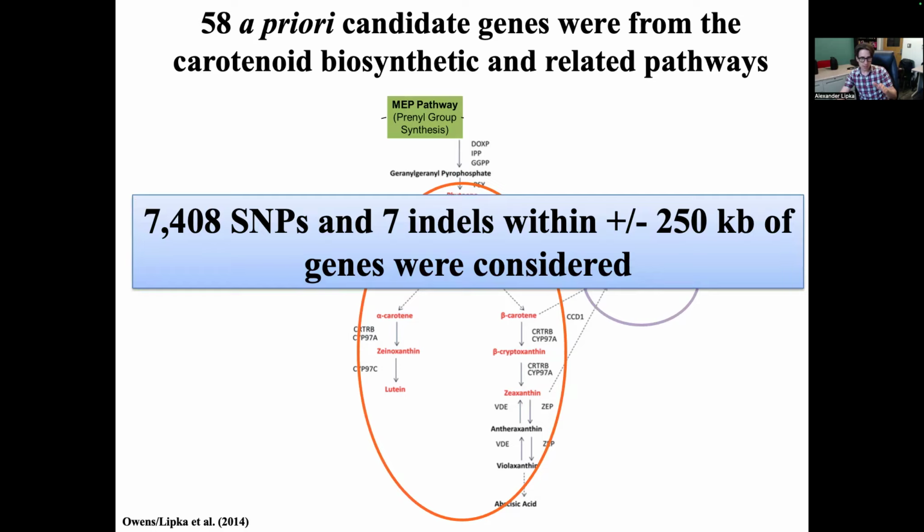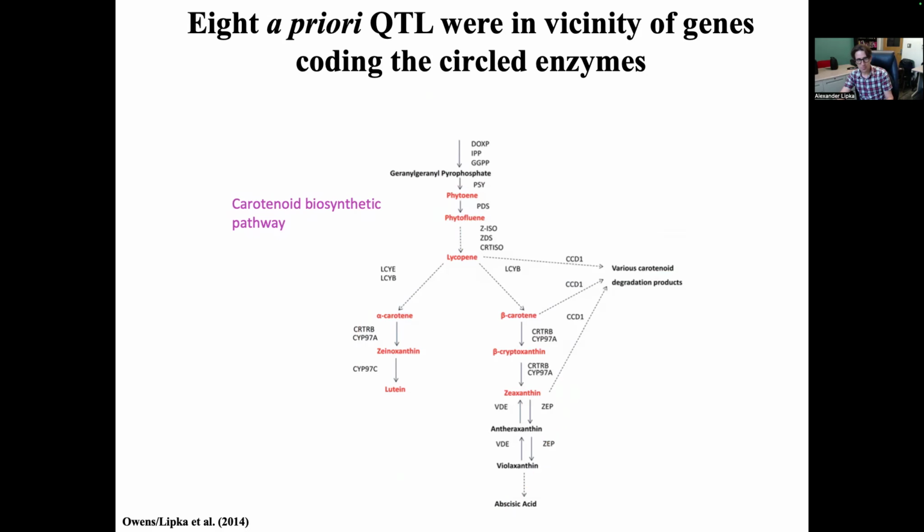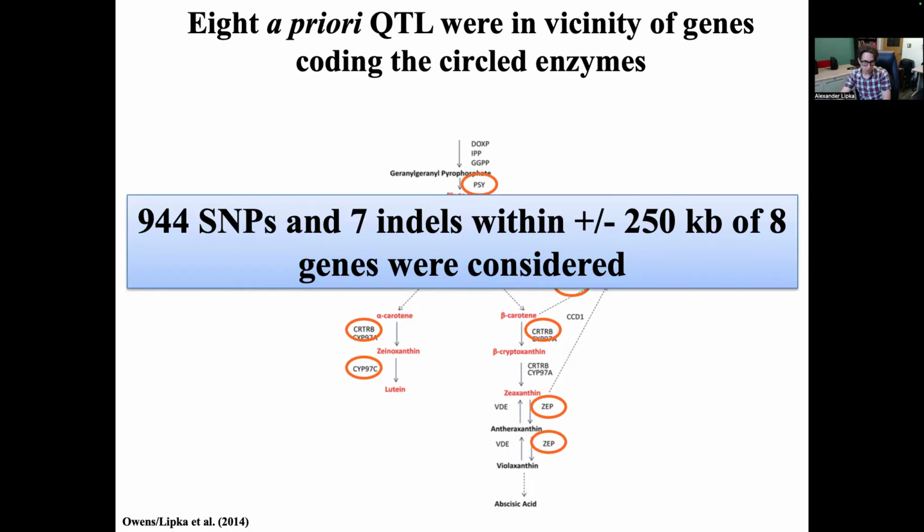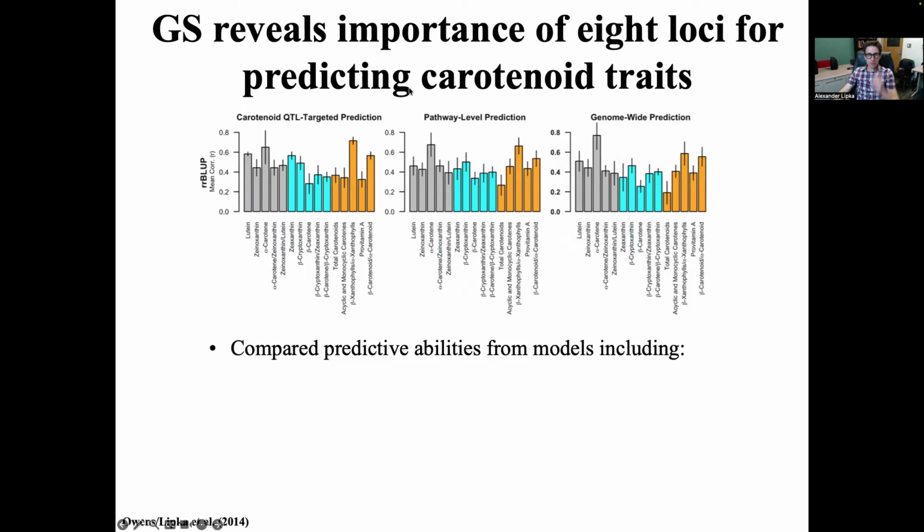So we ended up looking at 7,408 SNPs and 7 indels within the vicinity of these particular 58 genes. And then we looked at an extremely small set of markers where we only considered markers in LD with the genes producing these enzymes that are circled. And that resulted in 944 SNPs and 7 indels.